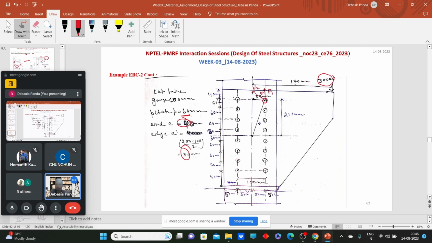So we need to calculate the F1 force, then the F2 force, then the F resultant, and we need to show that the resultant stress is less than VB, the strength of the bolt. If you can show this, then we can say your joint is safe. So let's quickly do it.